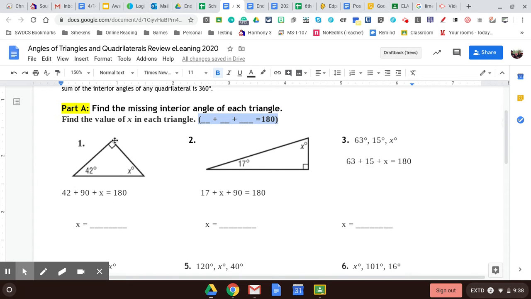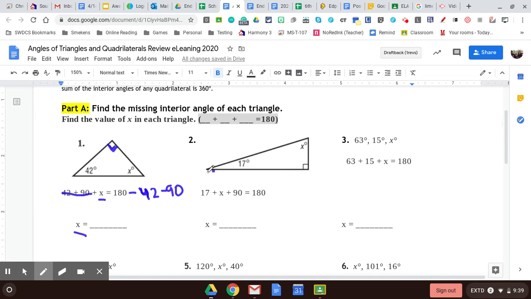So my first triangle here, I have 42 plus 90. I got 90 because of this box of a right angle, plus x equals 180. Remember, I have to do the opposite operation. So this has addition, so I must subtract. So I take 180 minus 42 minus 90. That cancels out this side, so I'm left with x. What is x in number one?